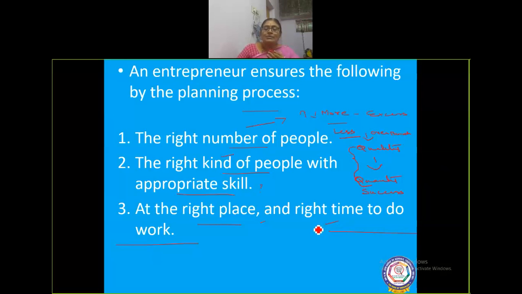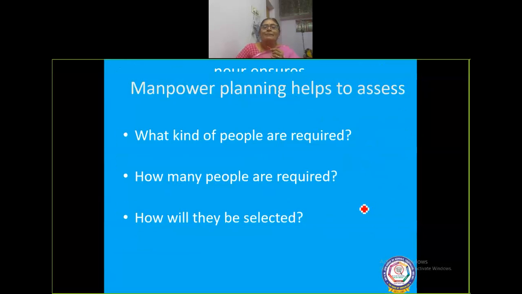Okay, and you should anticipate this many people will retire, this many people will not continue in the job. Now people who are working in the organization always look for progress. If your organization is not taking care of the progress, obviously people will leave your company. And you should take care of the needs of the people who are already there in your organization, so that at the right place and at the right time they do their work, right? Now, manpower planning thus keeps in mind three important factors.